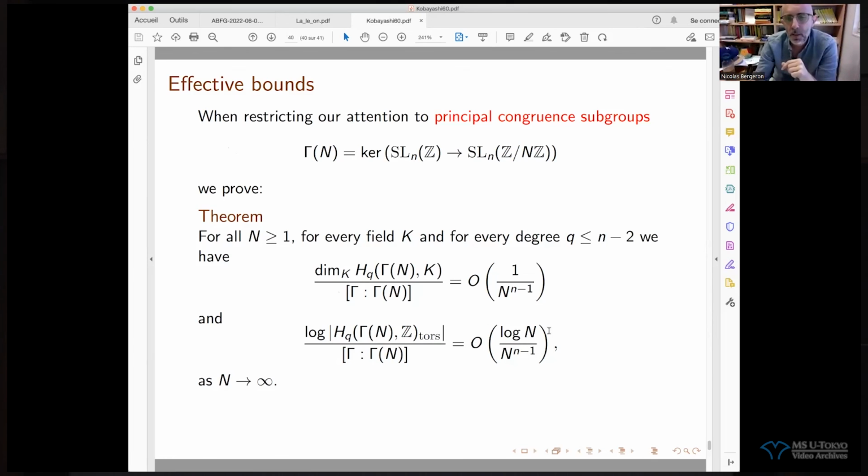We are not expecting that it is a good estimate, as it's very hard to say something about torsion. But if I had to bet, I would say that in these degrees, the size of the torsion should rather be polynomial. So we are far from this, but that's what we can do for the moment.